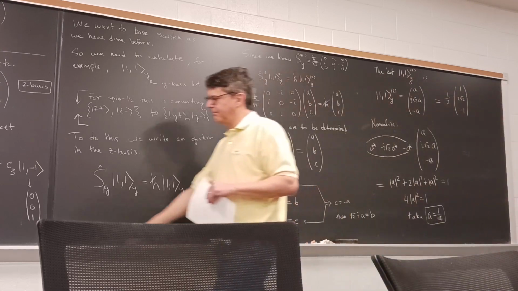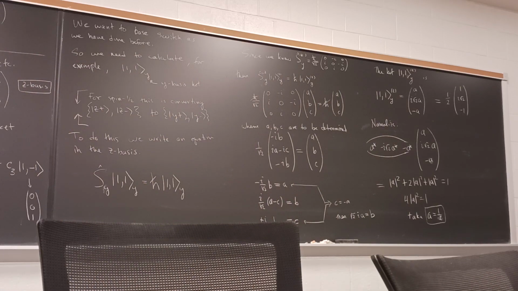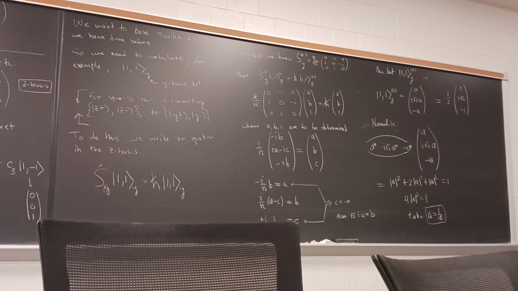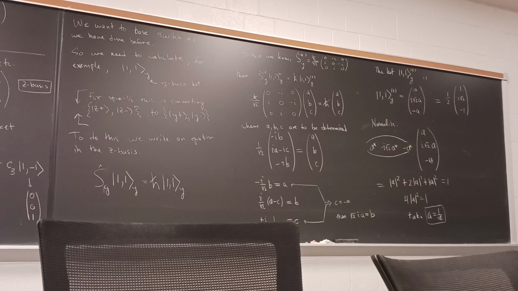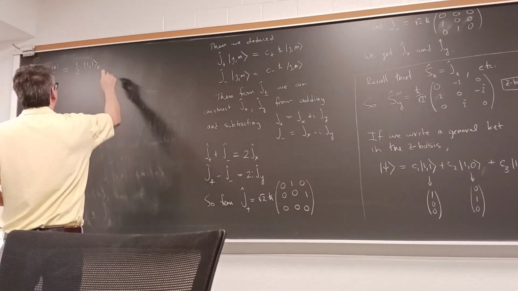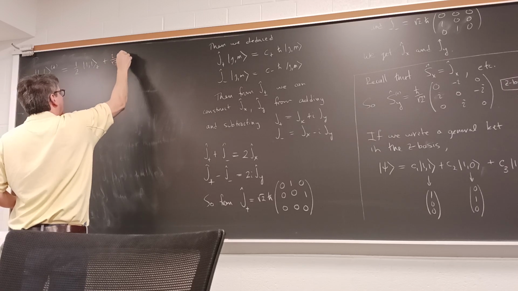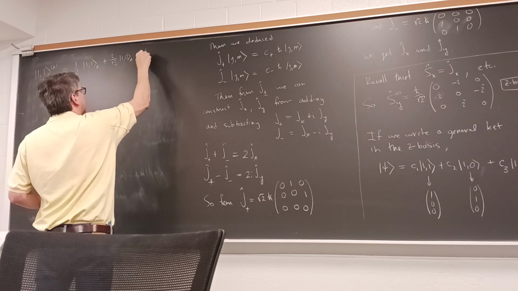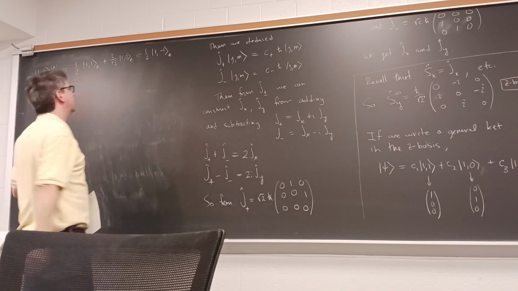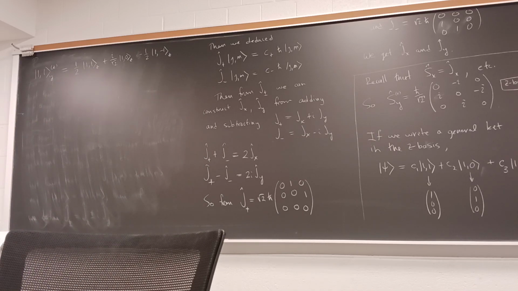All right, so this means then that if we write |1,1⟩ in the z basis, that means this is 1/2 |1,1⟩_z plus i over root 2 |1,0⟩_z minus 1/2 |1,-1⟩_z. Okay, just pulling that vector apart.